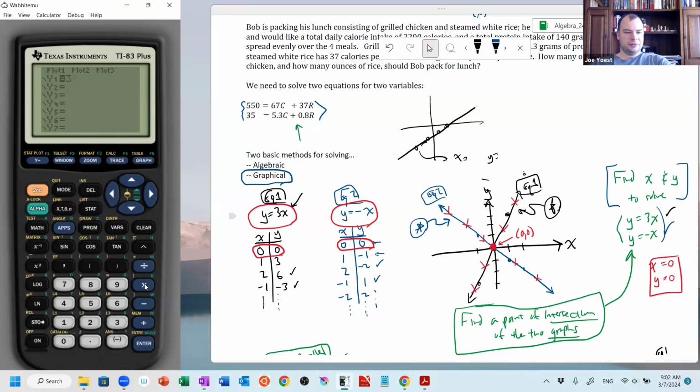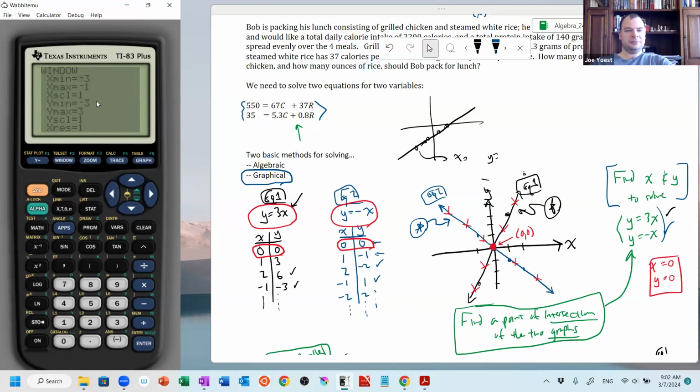y1 equals 3 times x. So graphing y equals 3x, just next to y1, I put 3 times x. It wouldn't hurt anything if you put it in y4 instead. It would look the same.